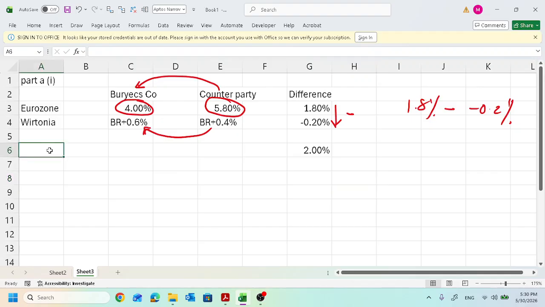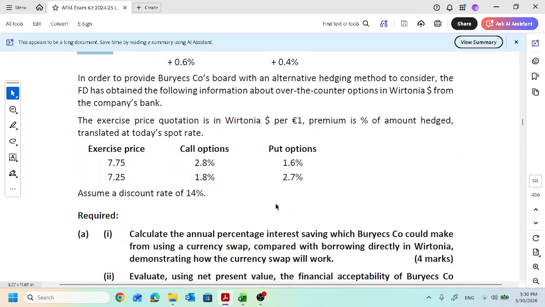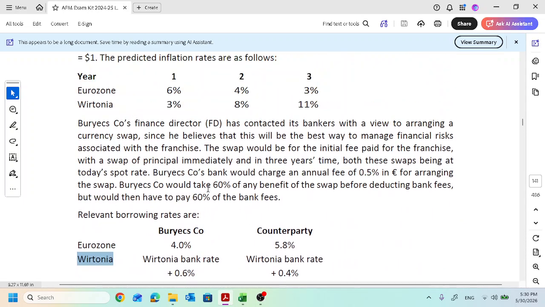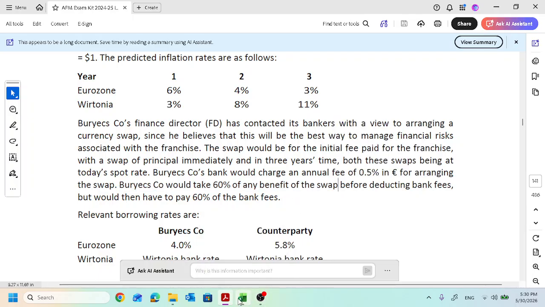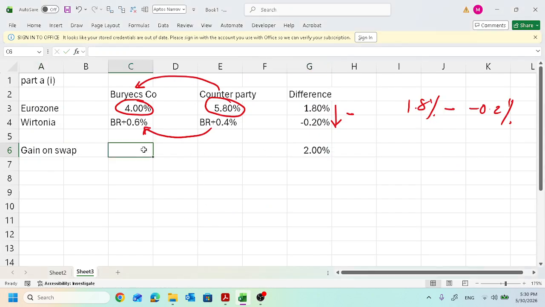Then, let's give a name for this. What is this? Gain on currency swap. And the question said, any gains, how these companies are sharing. B company would take 60% of any benefit of the swap. Okay. 60%. 2 into 60%. This company will take 60%. So the counterparty will take the balance 40%. This multiplied by 40%.